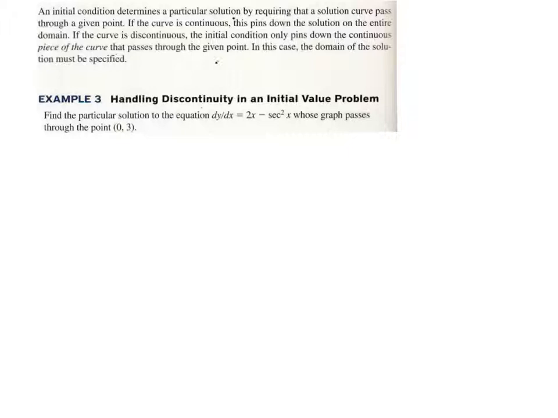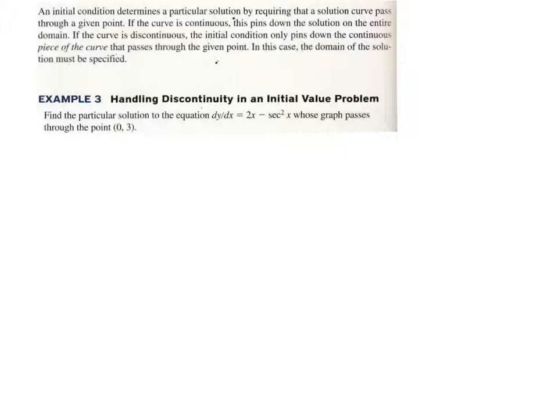So if you have a graph that's discontinuous, then we can only talk about the particular solution for the piece that contains the point in the initial value problem. So let's look at an example, and I'll show you some graphs so that you can see what's happening. Example 3, find the particular solution to the equation dy/dx equals 2x minus secant squared x, whose graph passes through the point (0, 3).